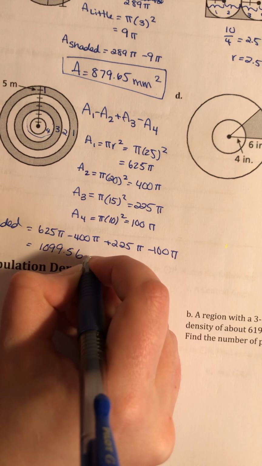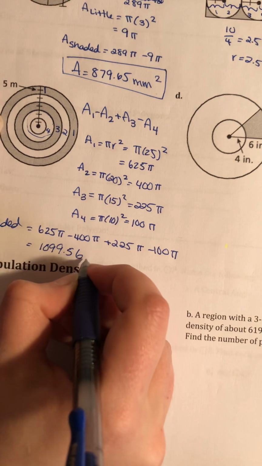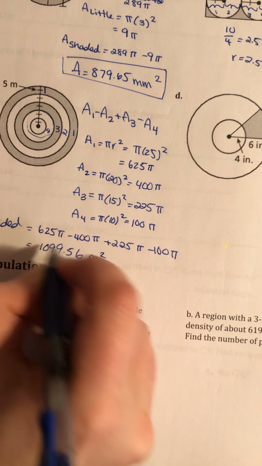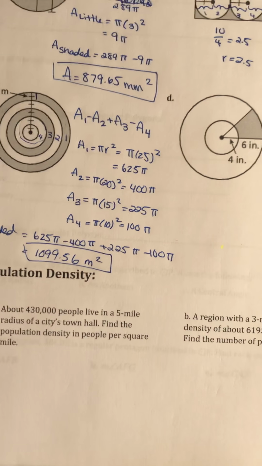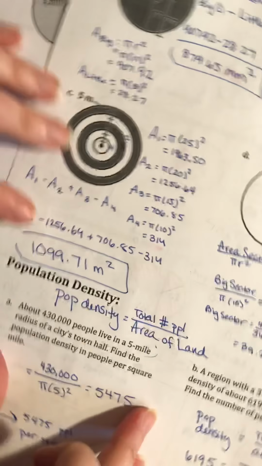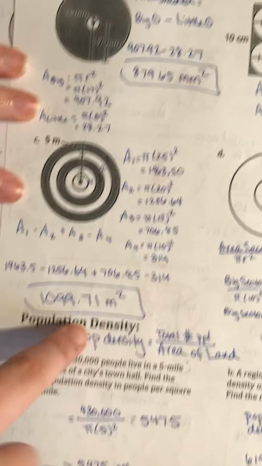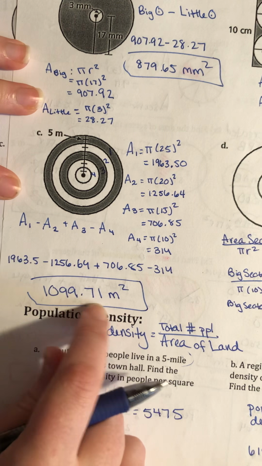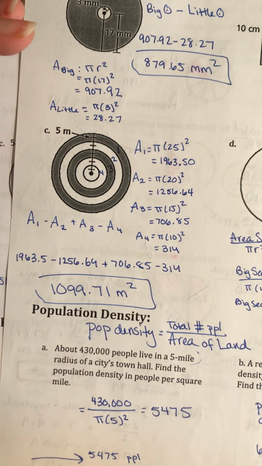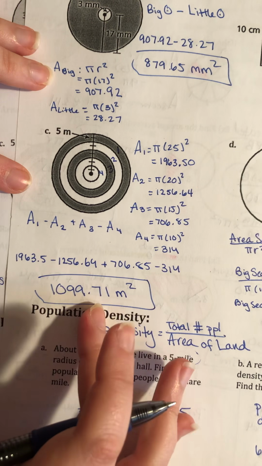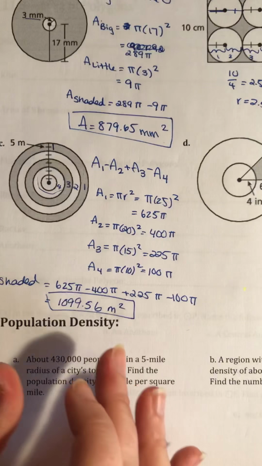So just as an example, if this is going to be meters squared, if you do it so that you're writing out the decimals each time and not the pi's, your decimal is going to be a little bit off the end. It's fine, but the pi is just going to give you a more specific answer.